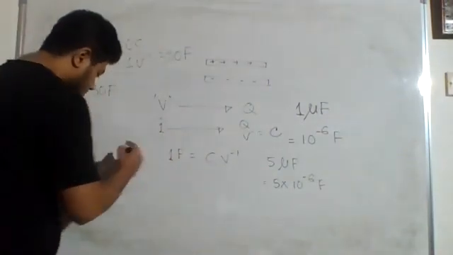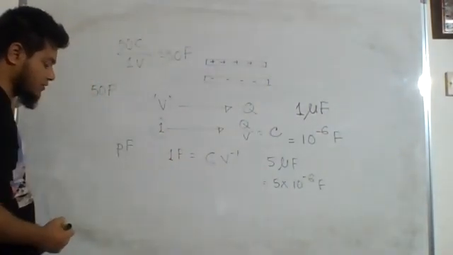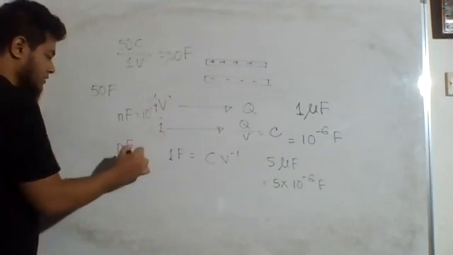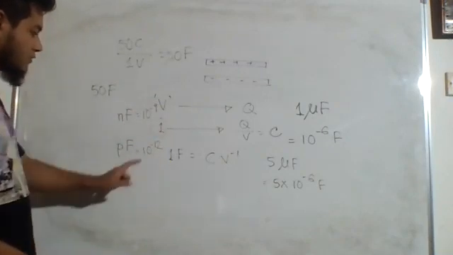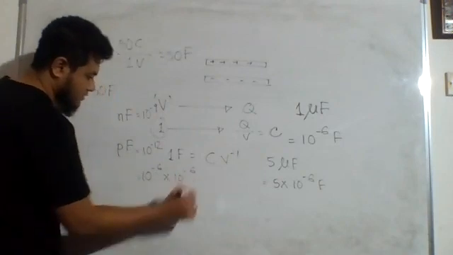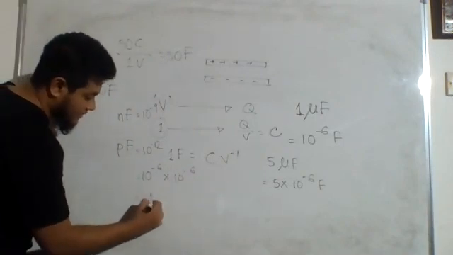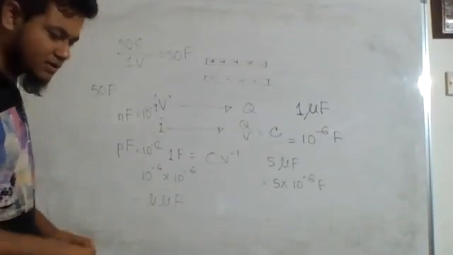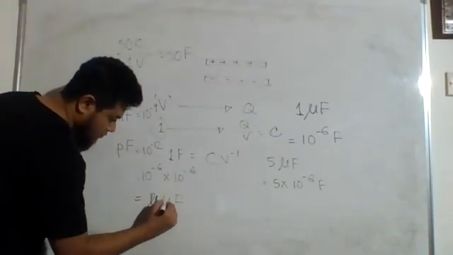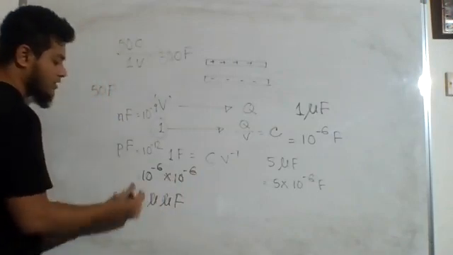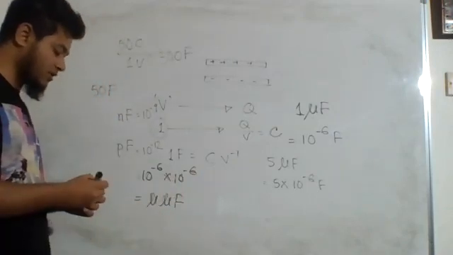So picofarad will be written in this way, pF, picofarad. And nanofarad, nF. So this is equal to 10 to the power minus 9, and this is equal to 10 to the power minus 12. Now if you notice, 10 to the power minus 12 can be written as 10 to the power minus 6 into 10 to the power minus 6, right? So can I write it mu F? Can you see the writing on the board? Mu F, right? Any doubt? 1 picofarad is equal to 1 mu F, microfarad.